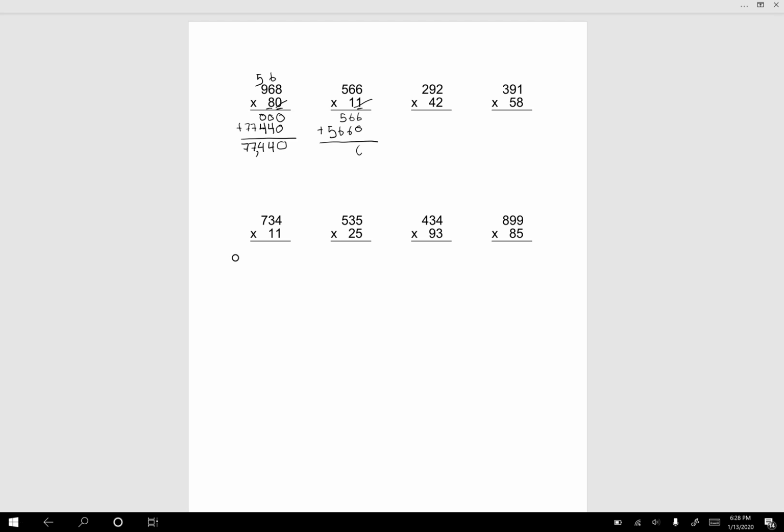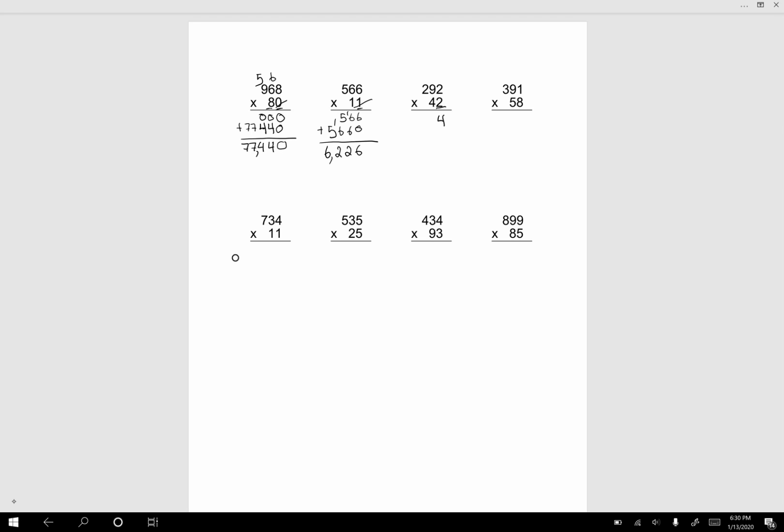So I get 6, 12, carry the 1, 11 plus 1 is 12, carry the 1, and I have 6. So 6,226. For 292 times 42, we're going to multiply by that ones place.